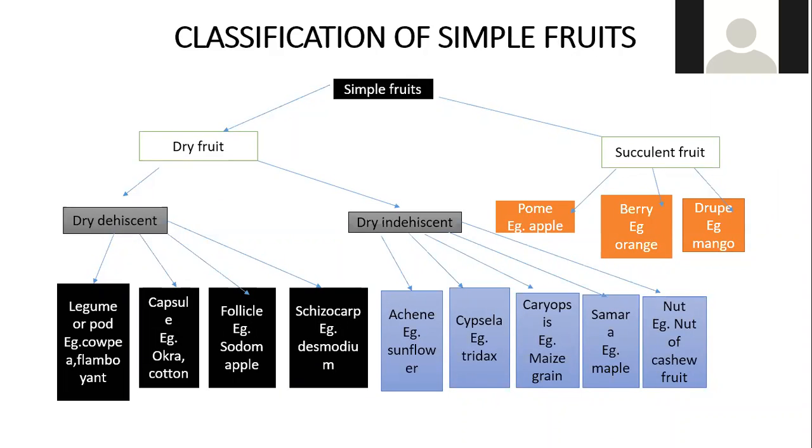Now the palm is made up of a three-layered structure. The palm is a three-layered pericarp. Now, when I say a three-layered pericarp, it's made up of epicarp, that is the outer covering.